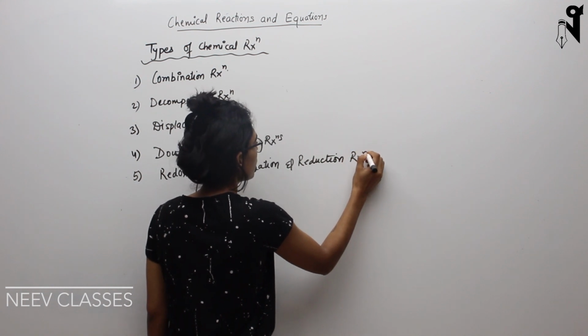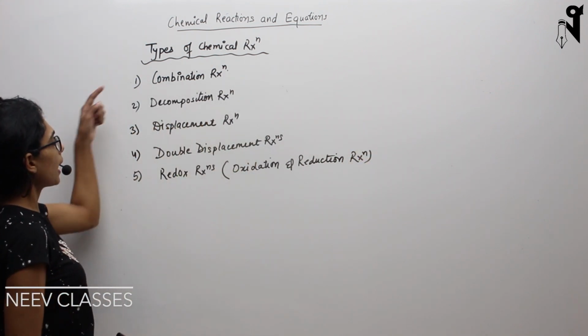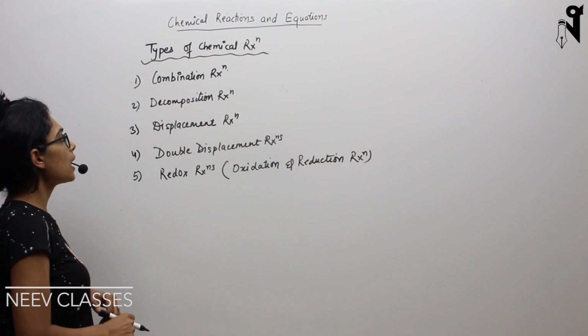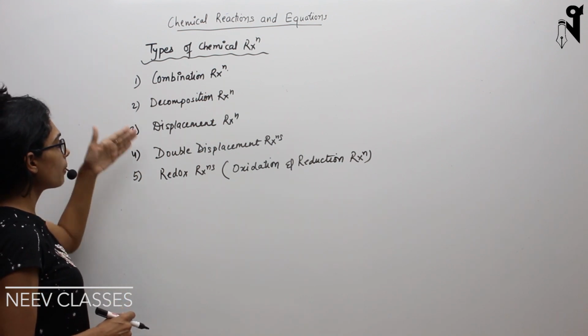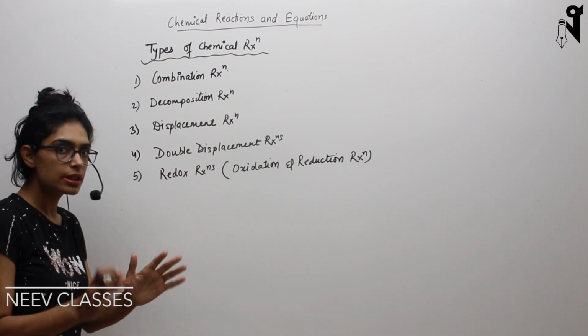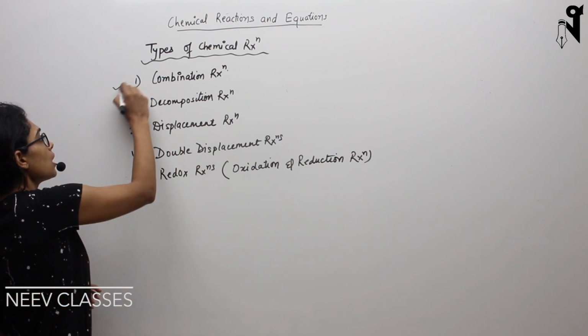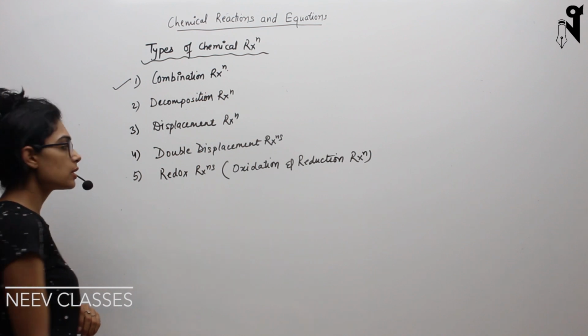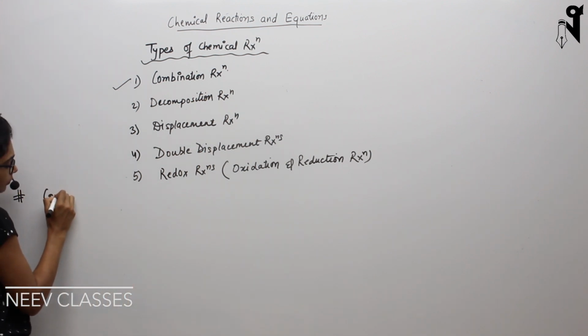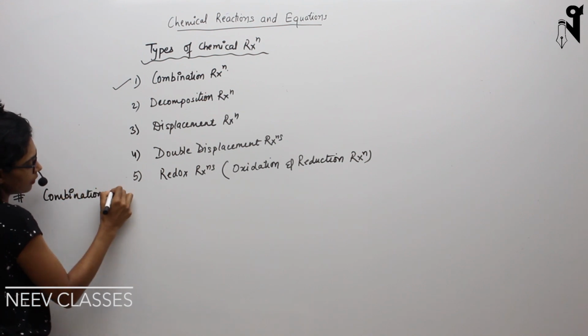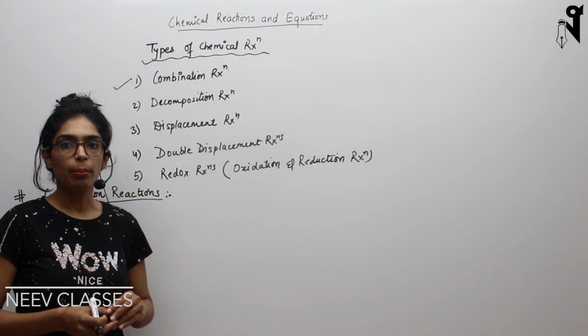Now we will be going to each and every category one by one and we will understand how and why these reactions are called by their specific names and how the reactions take place. Okay, so we will be starting with the combination reaction first. So let's start with combination reaction. So let's understand what combination reactions are.